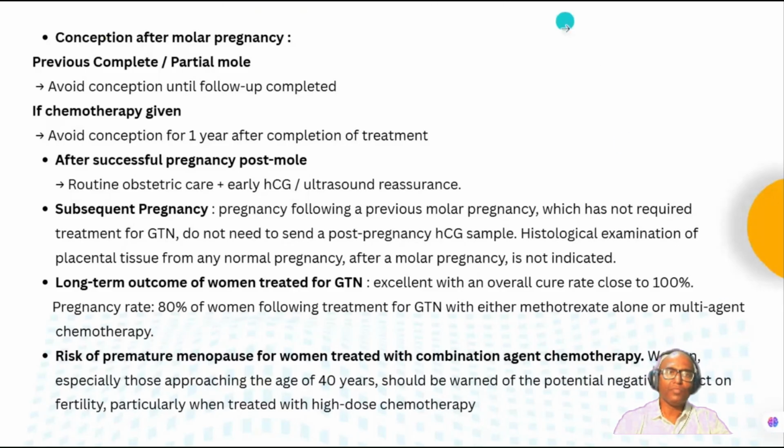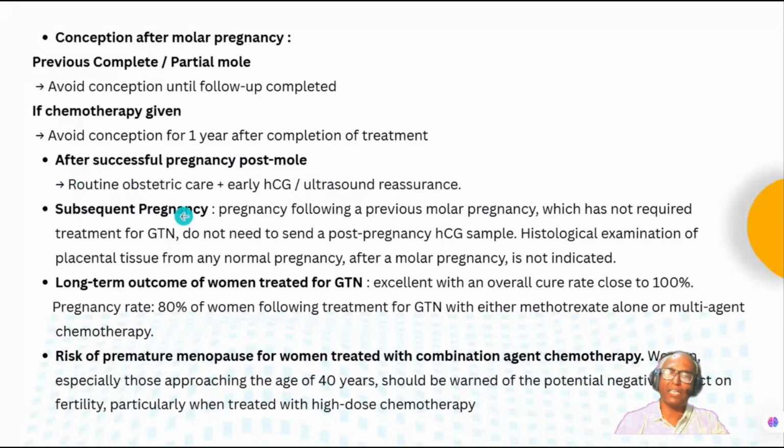Now, previous molar or complete molar pregnancy, avoid conception until follow-up is completed. If she has received chemotherapy, avoid conception for 1 year after completion of the treatment. Then after a successful pregnancy, post-mole, if she becomes pregnant, she will have routine obstetric care, early ultrasound and reassurance. So what is the treatment? The treatment does not differ if she becomes pregnant following treatment of vesicular mole or hydatidiform mole. It is routine obstetric care.